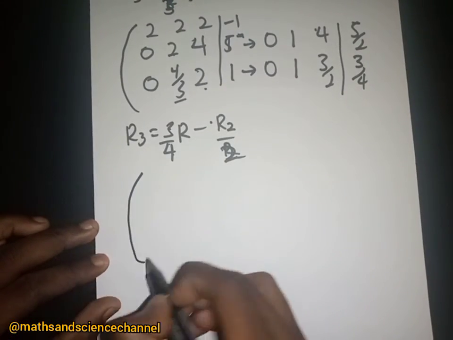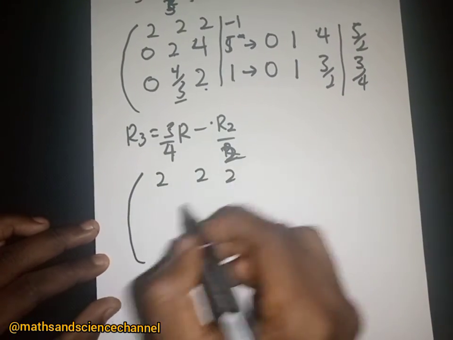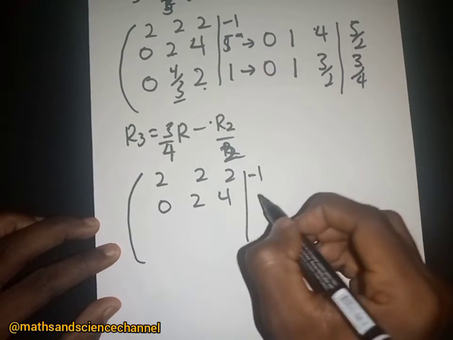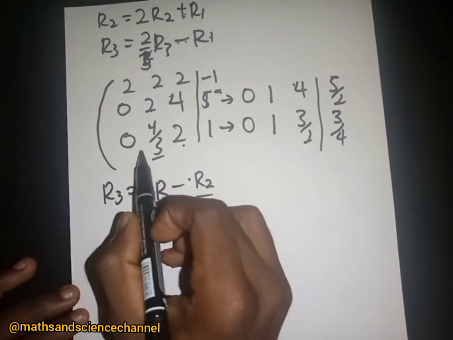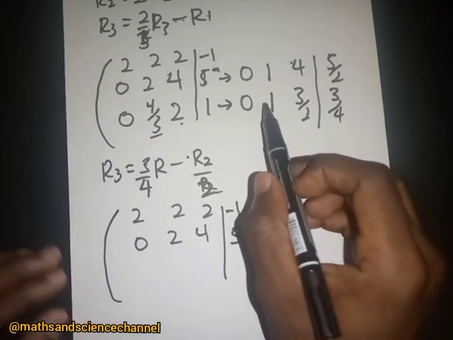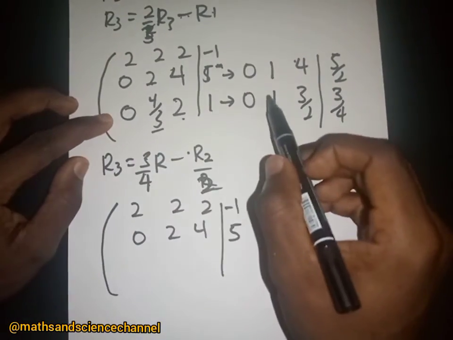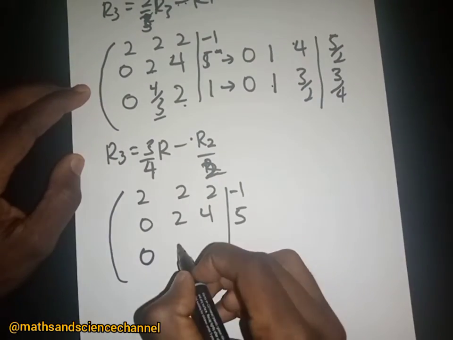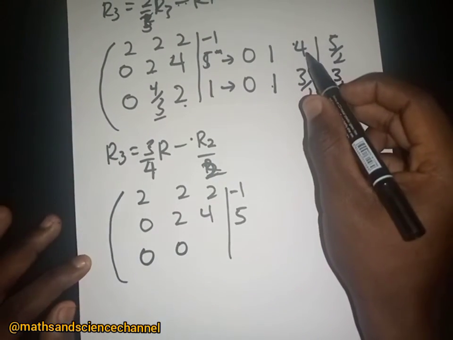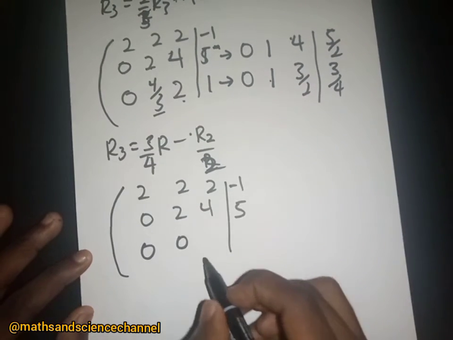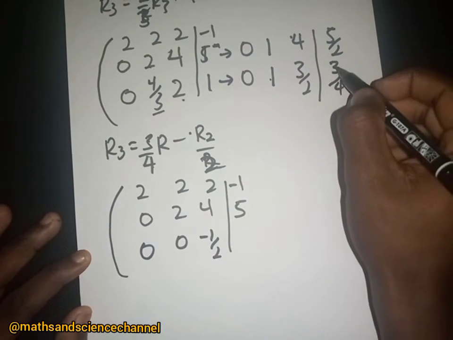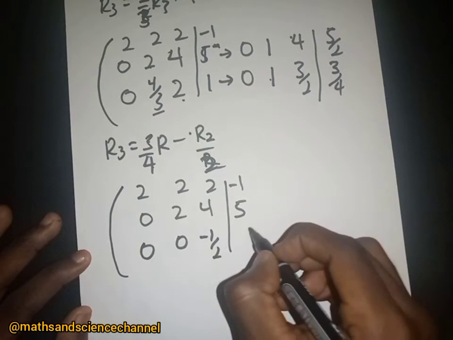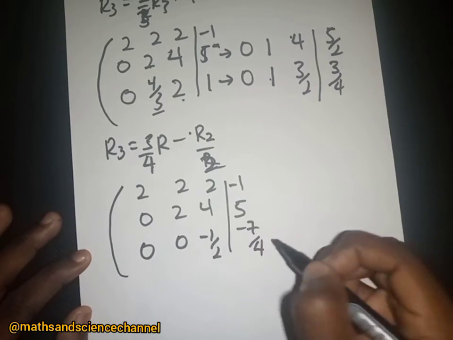Now let's write then here, 2 2, and therefore the second part also remains the same, negative 1 5 here. Then from here we are going to subtract this from that. So 0 1 minus 1 is just 0. 3 over 2 minus 4 here will just give us negative 1 over 2, and also 3 over 4 minus 5 over 2 here should give us negative 7 over 4, right?